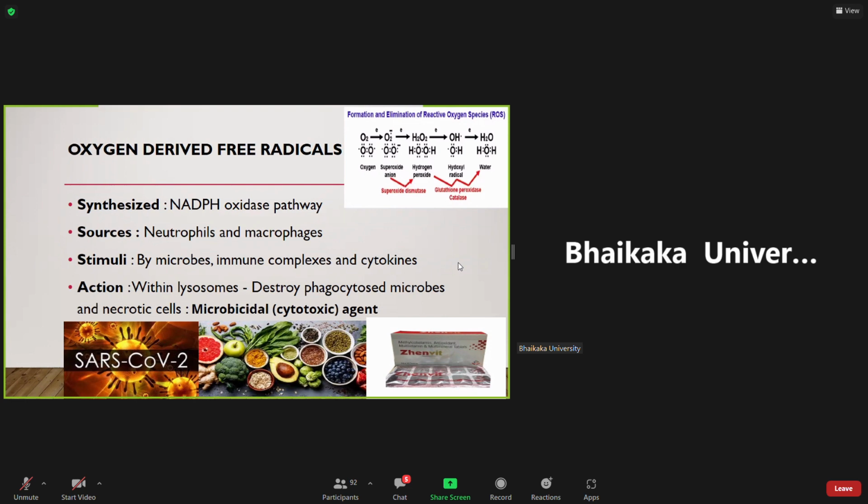Lysosome is the suicidal bag of the cell. So what will these free radicals do? They will cause the digestion. So it has a microbial or a cytotoxic effect.